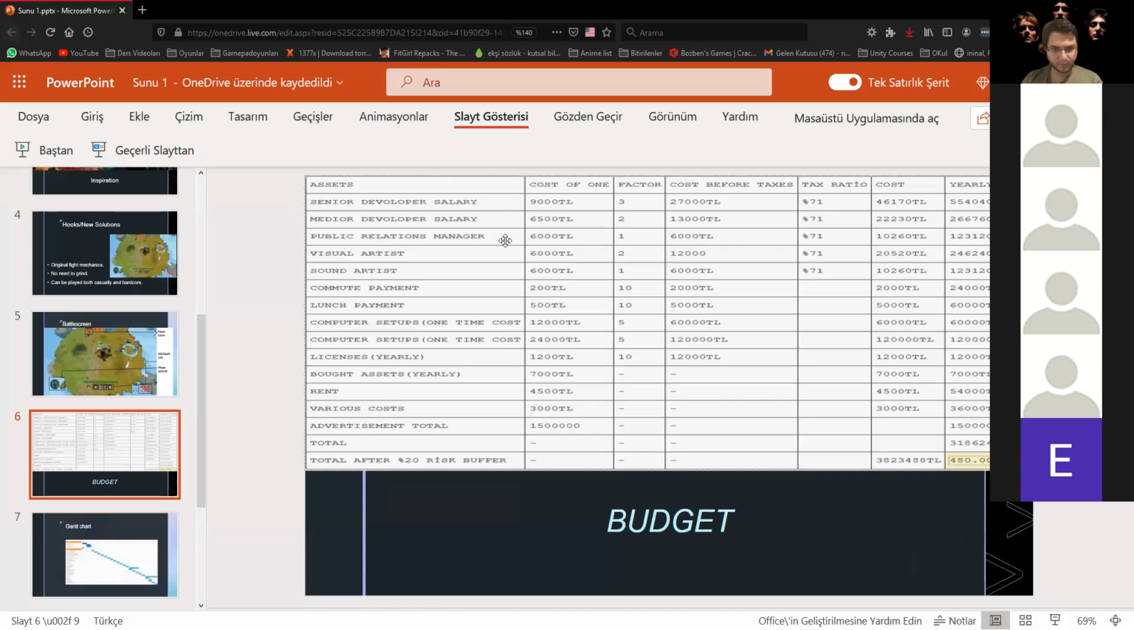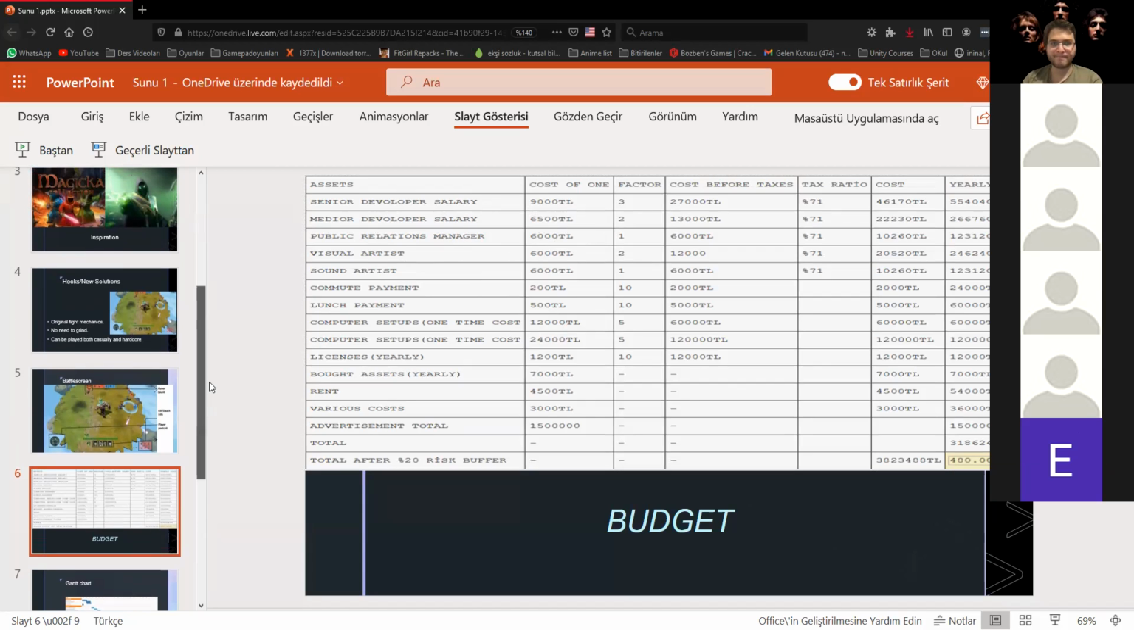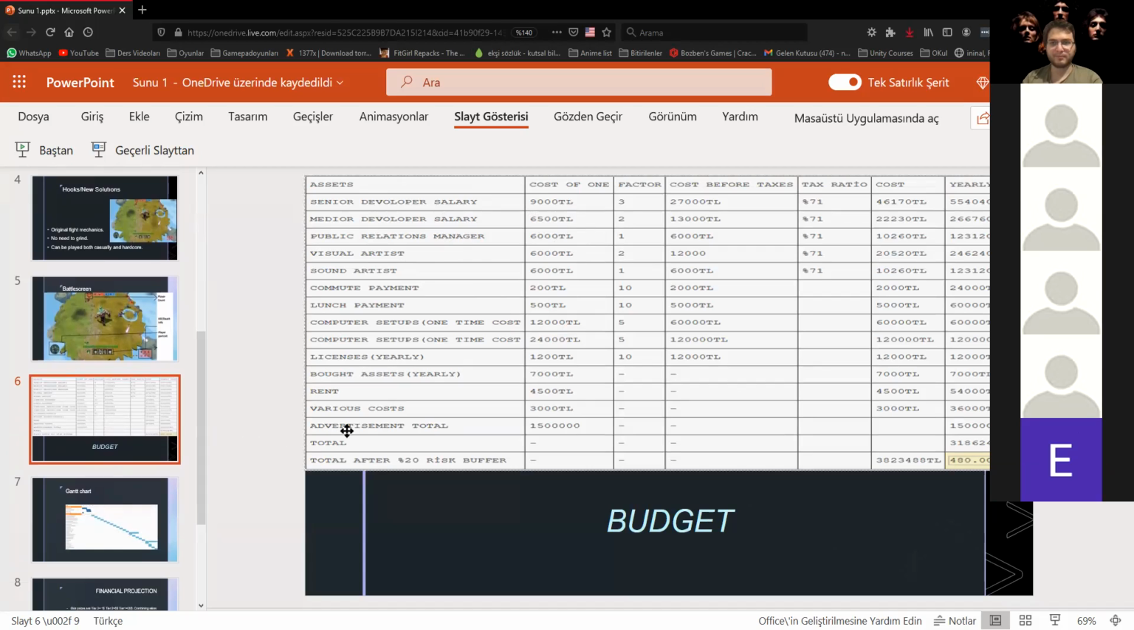So I looked up some graphics and some studies about the cost of the senior developer and mid-year developer. This was the average cost for them, but then again, most of the time on the internet they put lower salaries, maybe to lower the expectations. And maybe I should put it 12 or $1,000.